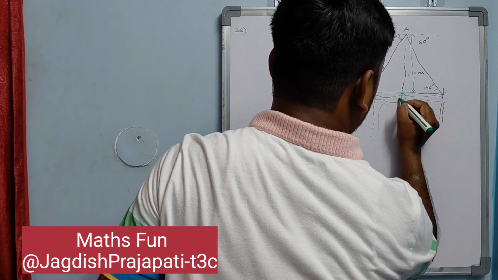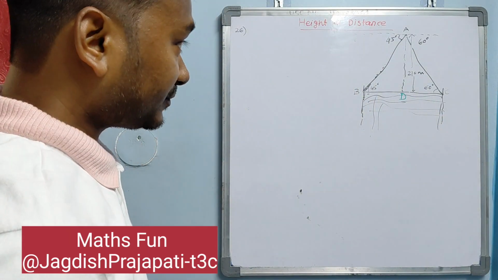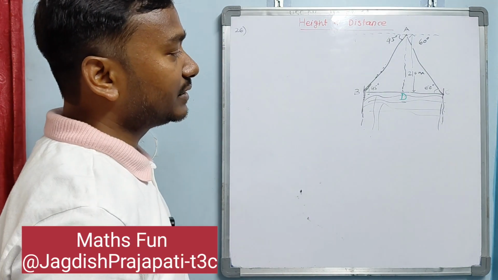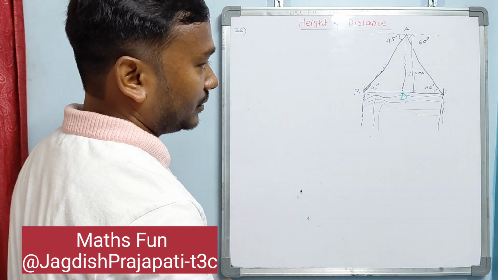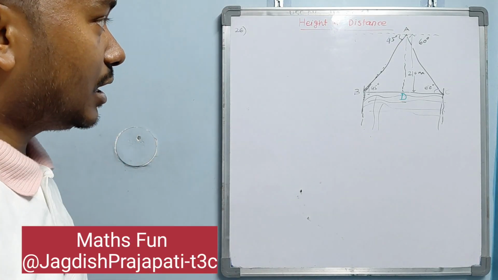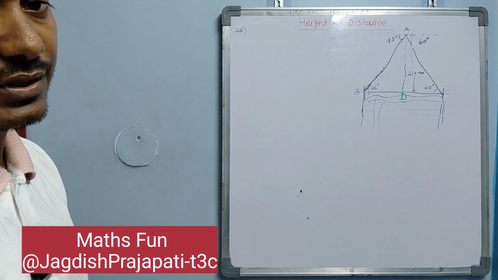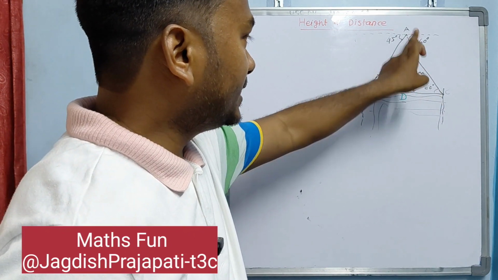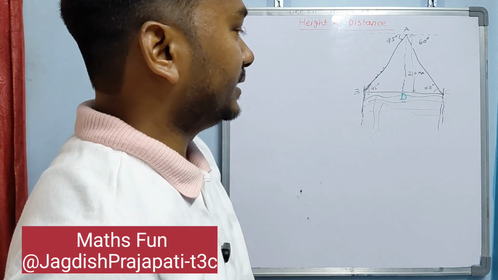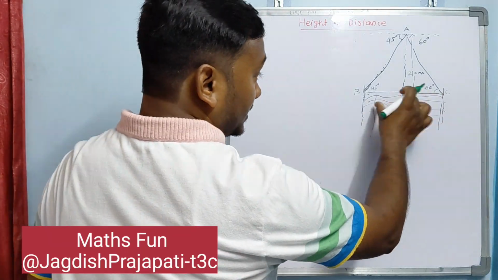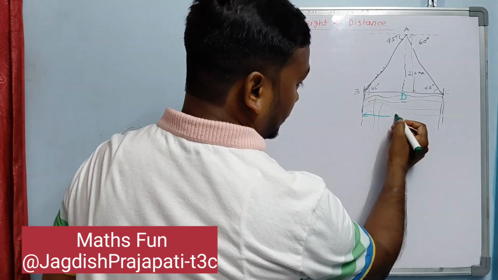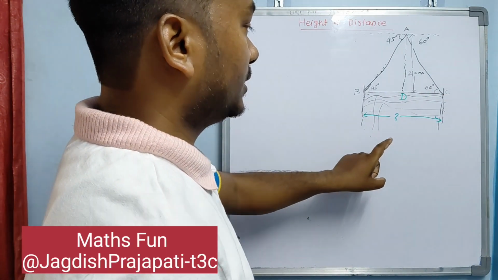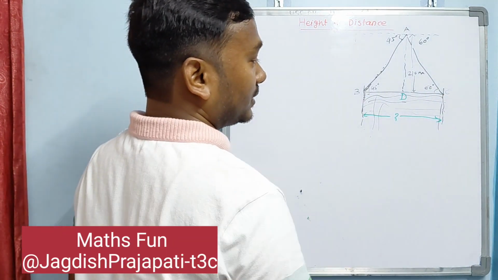This is D. And AD equals 210 meters. Now see how to think to solve this question. Here we have two triangles, ACD and ABD. This is our problem: we have to find this BC. So how to find this?